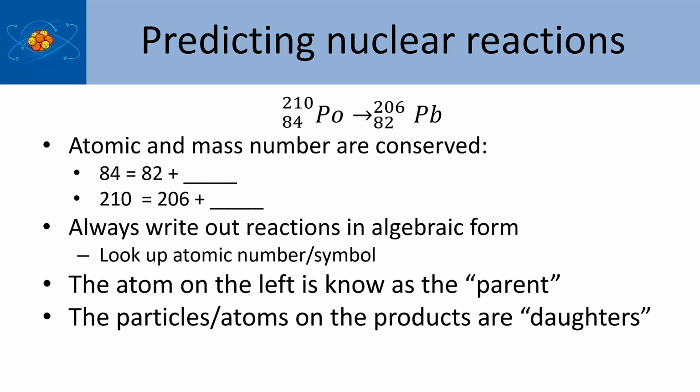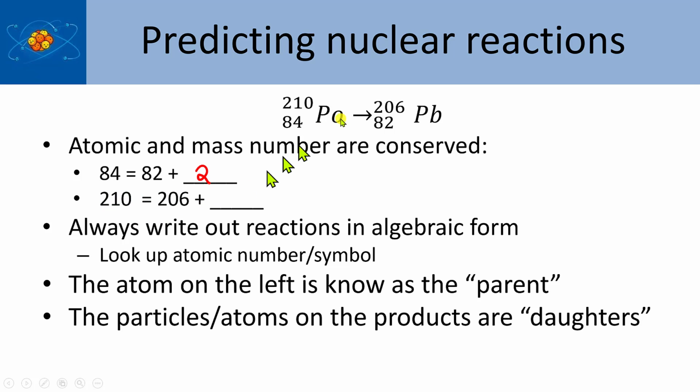But when you look at those two, the decay mode you can predict by looking at the mass number and the atomic number. So for example, you know for the atomic number that 84 is equal to 82 plus what, right? Well, that should be 2. And what we say is that the atomic number and the mass number are conserved. So remember, 84 is the number of protons in polonium, 82 is the number of protons in lead, so what's missing is 2 protons.